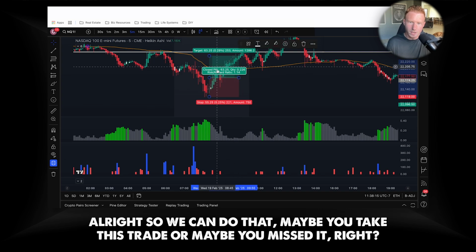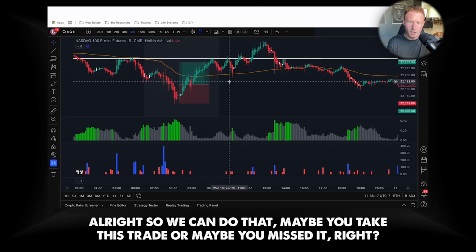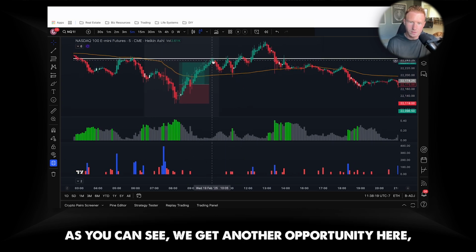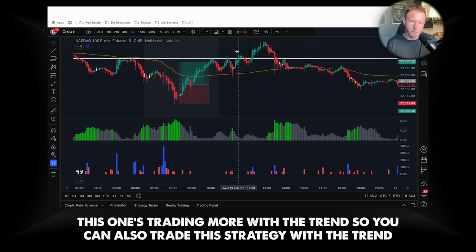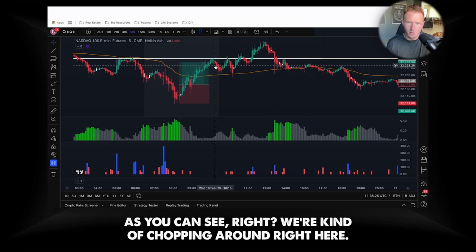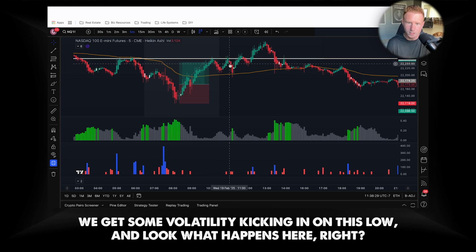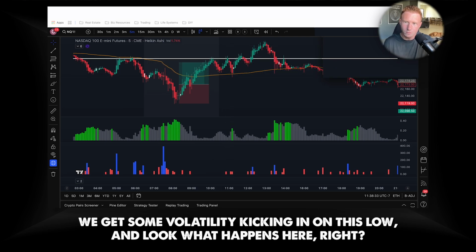Maybe you take this trade, or maybe you missed it, right? As you can see, we get another opportunity here. This one's trading more with the trend, so you can also trade the strategy with the trend. As you can see, we're kind of chopping around right here. We get some volatility kicking in on this low, and look what happens here, right?